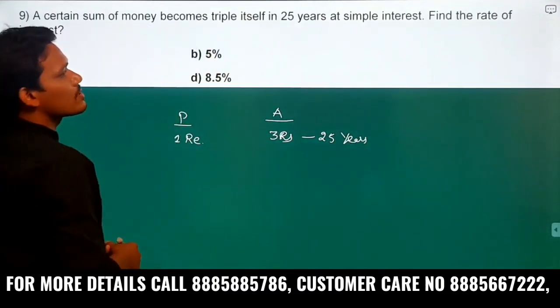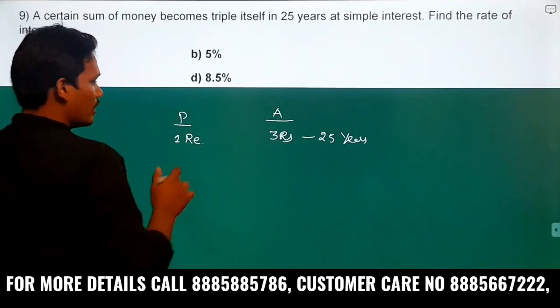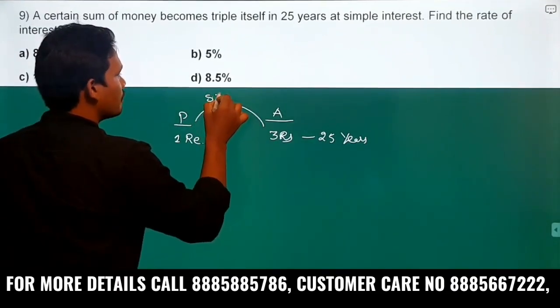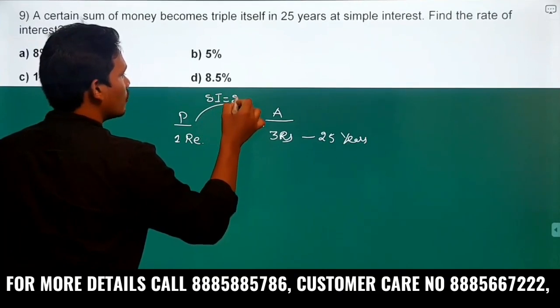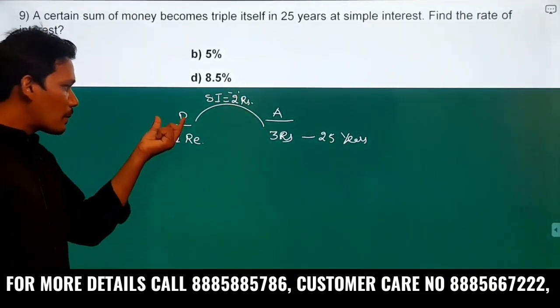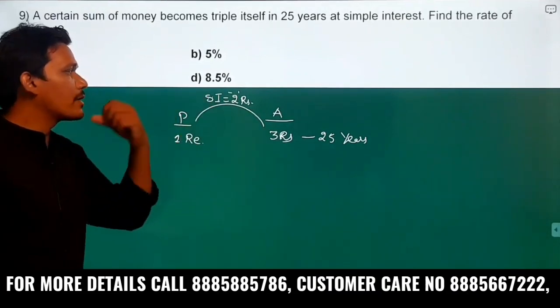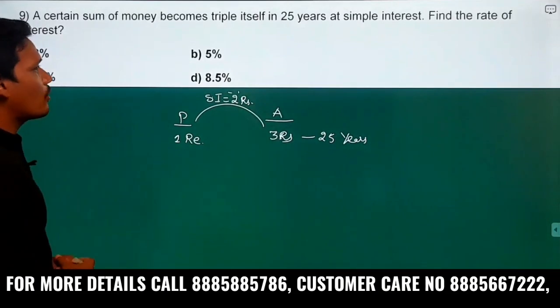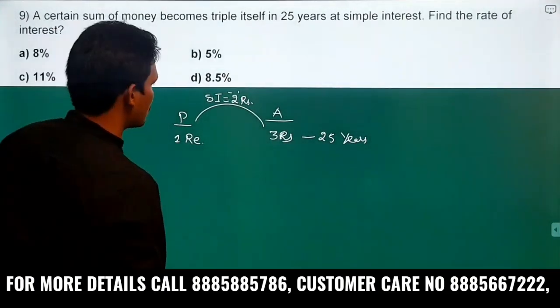Right. So now what is the question they're asking? Find the rate of interest. So what is the interest developed here? The simple interest can be given as 2 rupees. So when you consider your principal equal to 1, the interest developed equals 2 rupees, in 25 years. Now we are going to find the rate of interest.